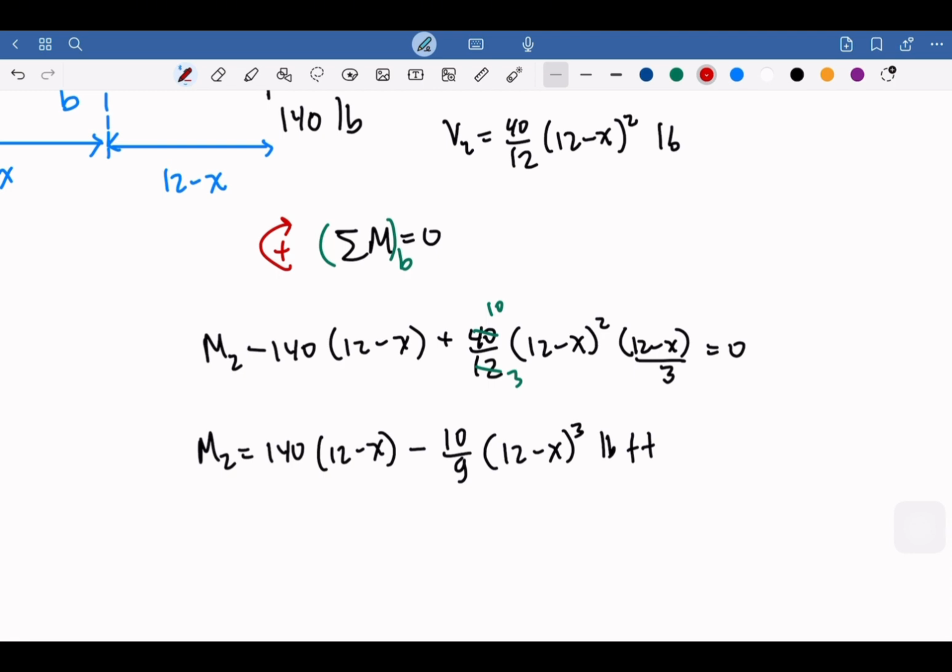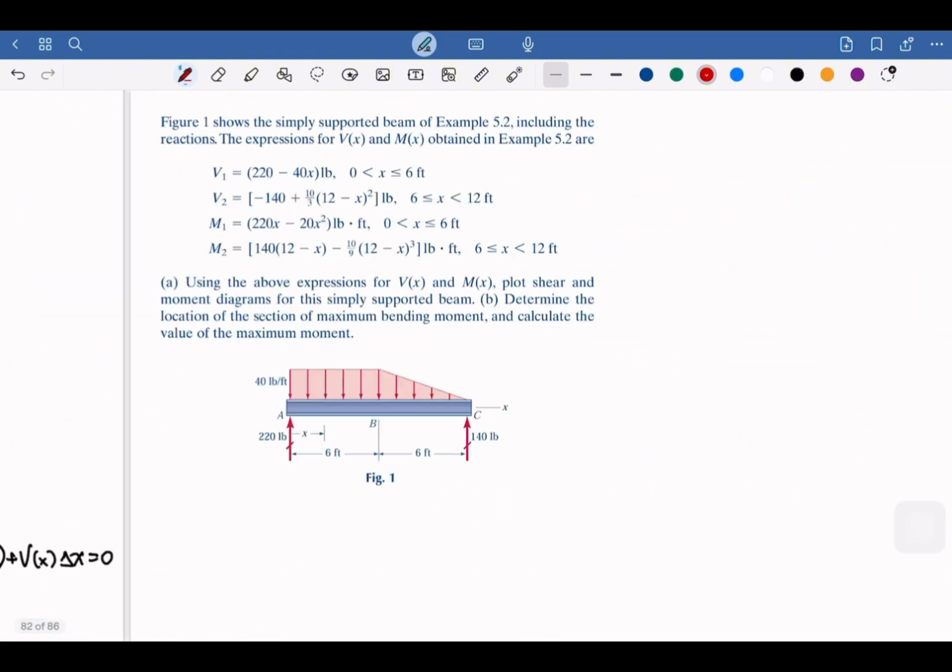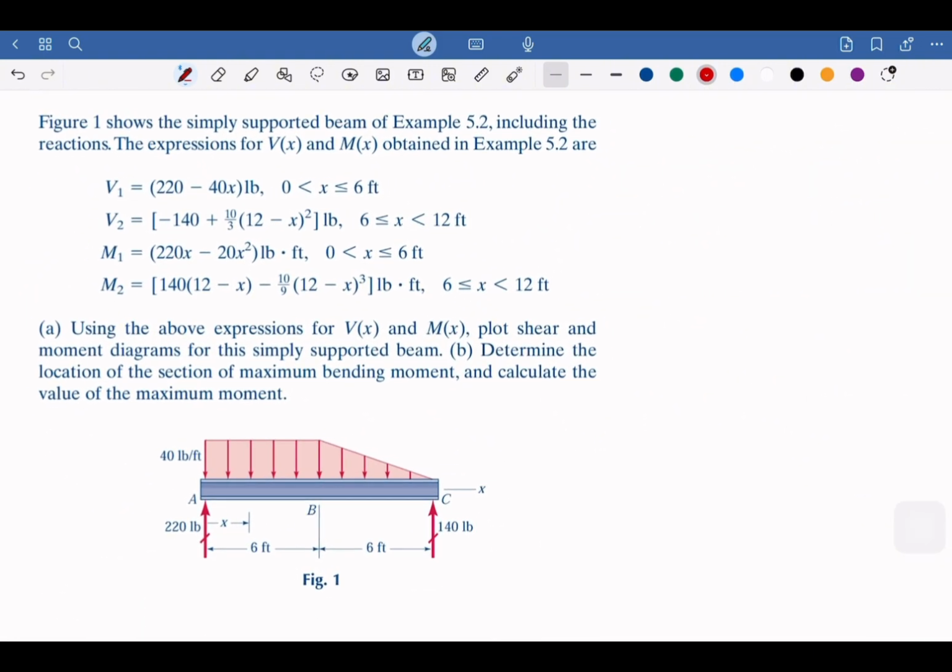So basically, from these two expressions, if we slice, it becomes two expressions. Expression one is if we slice and observe the left part, and expression two, V2 and M2, is the expression on the right side. The difference is in the distributed load. Element one has a rectangular, uniform distribution, and the right part has a triangular distribution.